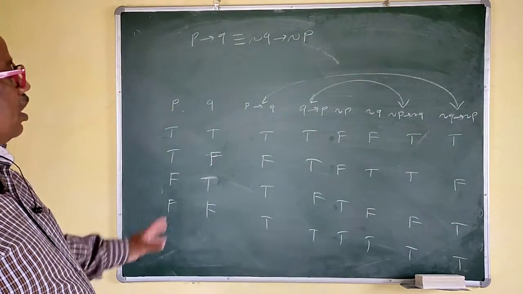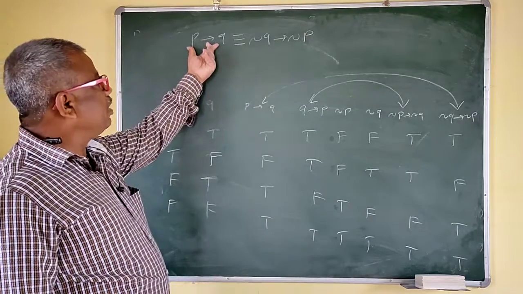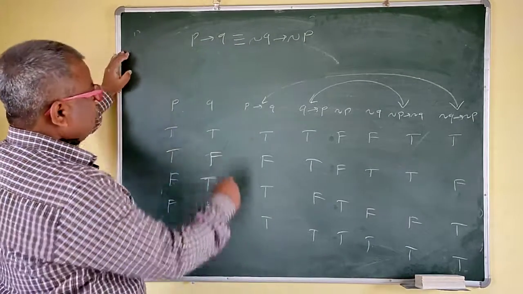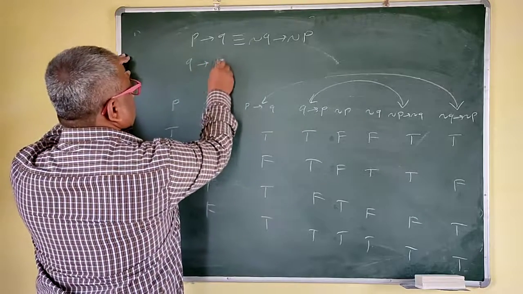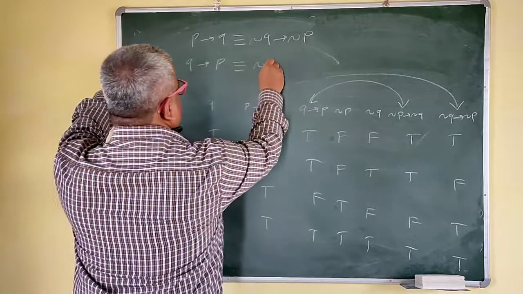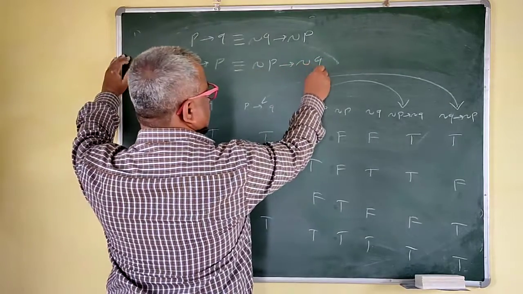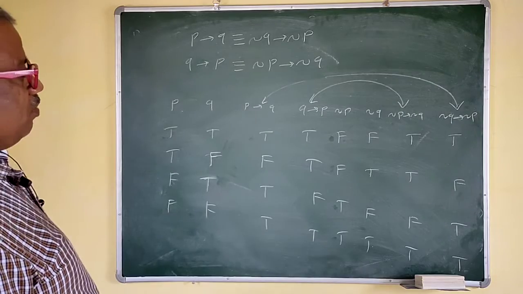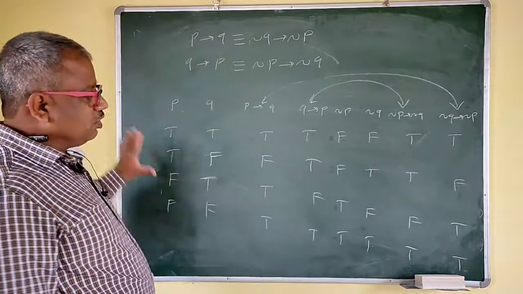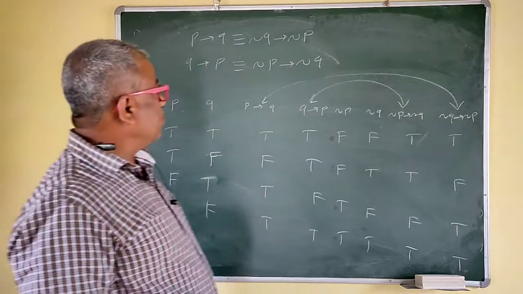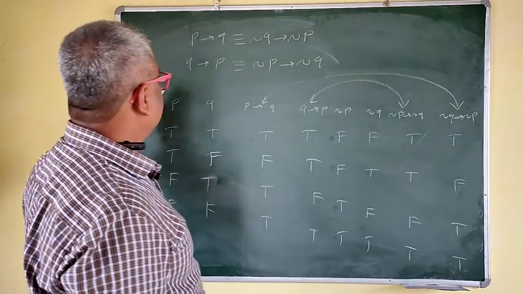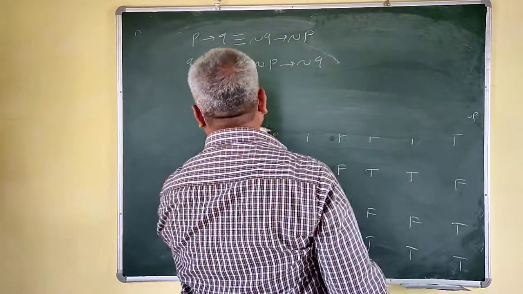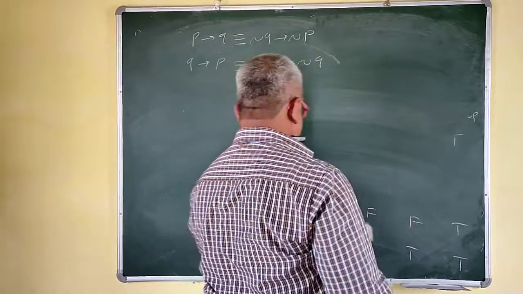right? In terms of negation form, you can write it like this. Now Q implies P is logically equivalent to negation P implies negation Q. This is the conclusion you can draw with the help of the truth table, and you should remember this. P implies Q is this and Q implies P is this. Okay.